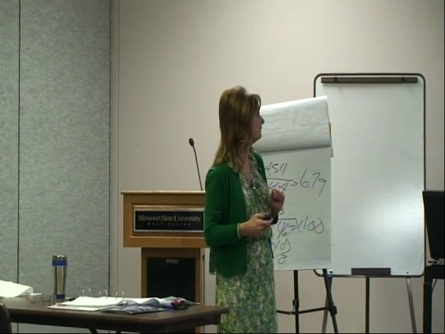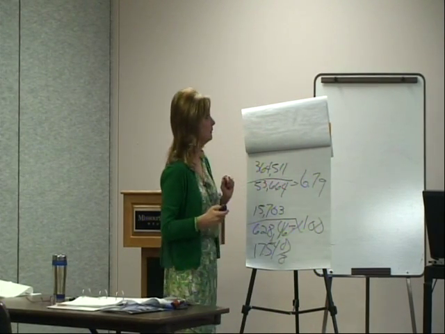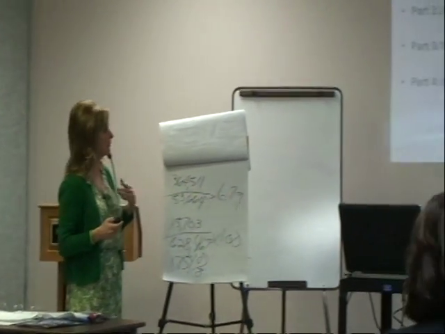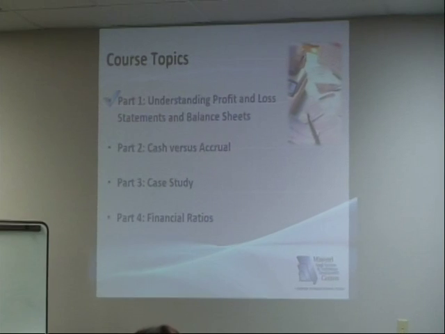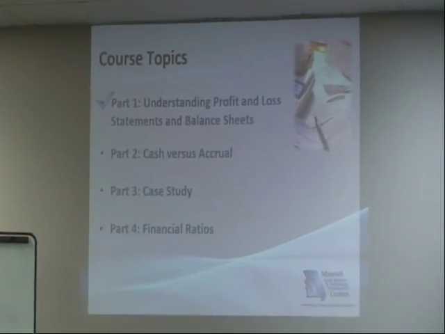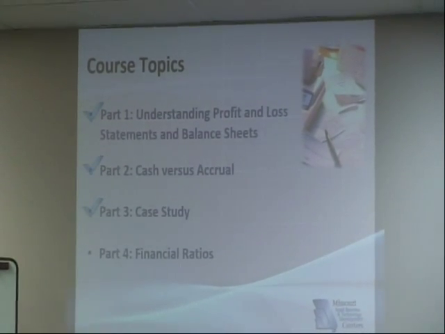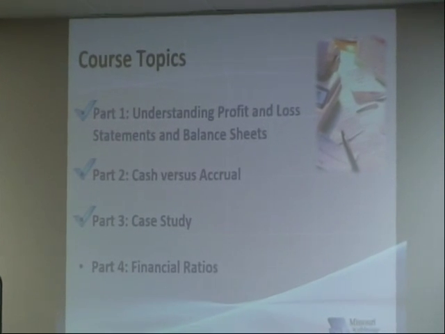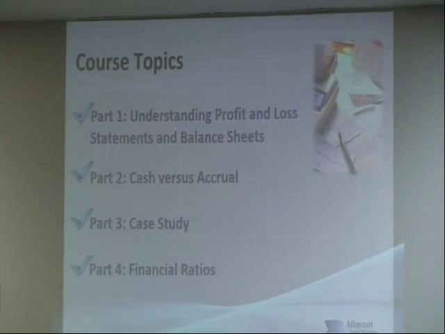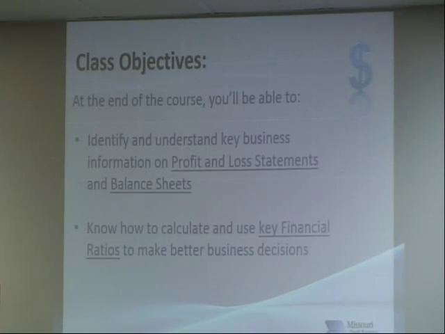That's it. So here's what I hope we did. We looked at understanding profit and loss and balance sheets. We went through those. Did a quick rendition through cash and accrual and the difference and why it's important to match. We used the case study to actually get in and analyze the business in pretty good detail for an hour, and used some key financial ratios to help speed up that process. So I hope by the end of today, here's what you can do. Identify key information on the profit and loss and balance sheets. You know how to calculate and use some key ratios to make better business decisions.